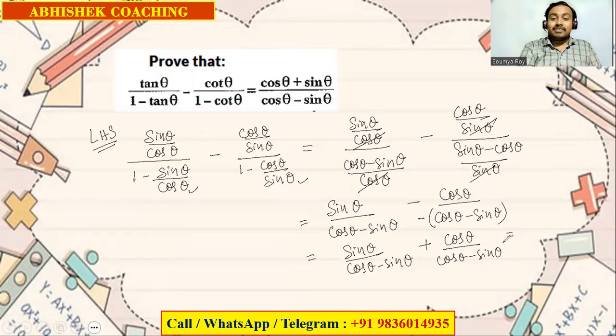Now it's again very easy. Do you know the LCMs are same? I can write cos theta minus sin theta on the bottom, and on the top I can write what?